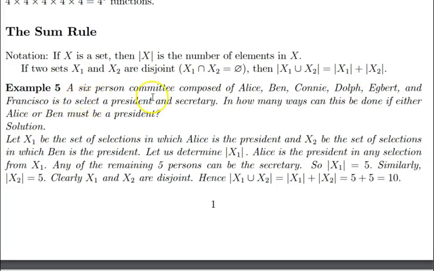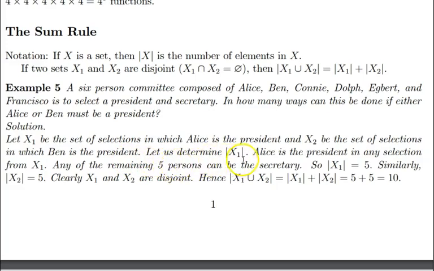Example 5. A 6-person committee composed of A, B, C, D, E and F is to select a president and a secretary. In how many ways can this be done if either Alice or Ben must be a president? Let X1 be the set of all selections in which Alice is the president, and X2 be the set of selections in which Ben is the president.